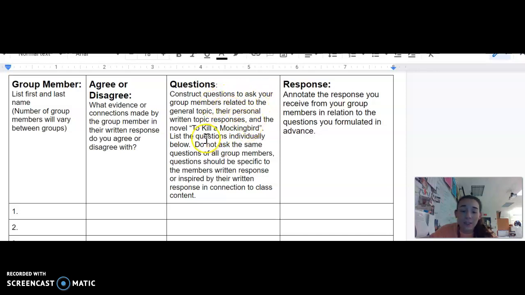So that is just an example, but you should be formulating questions specific to different group members. You might have general questions, which is perfectly fine, but please make sure that you have questions specific to each group member, because each group member has something original to bring to the discussion. In this final column then, you have your response. Annotate the response you received from your group members in relation to the questions you formulated in advance.